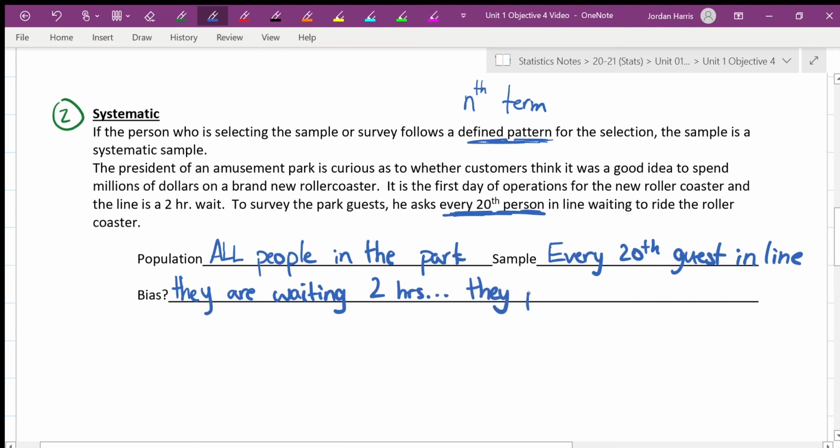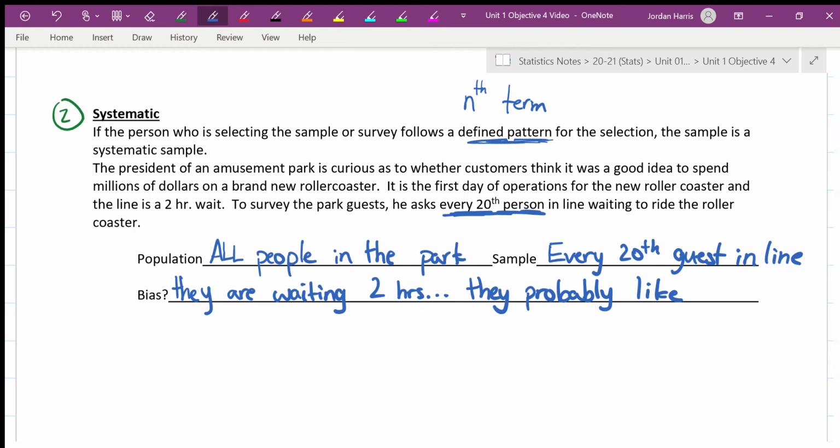They probably like it. So notice he's not interviewing them after the ride. He's interviewing the people that are in line for the ride. So if they're willing to wait 2 hours to ride it, they'll probably like it. Okay? A better spot still would have bias, but a better spot would be the entrance to the park, right?